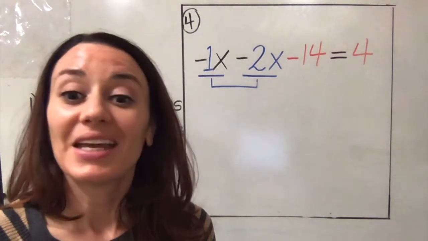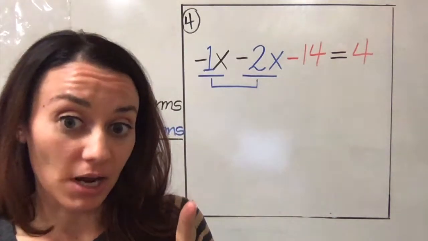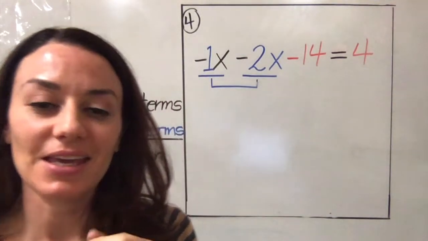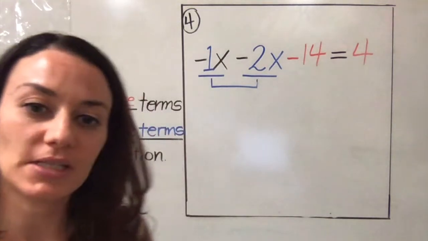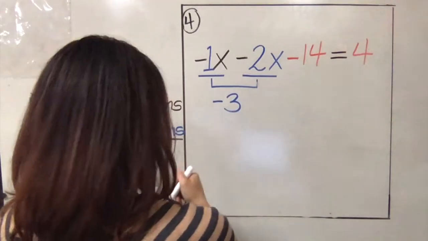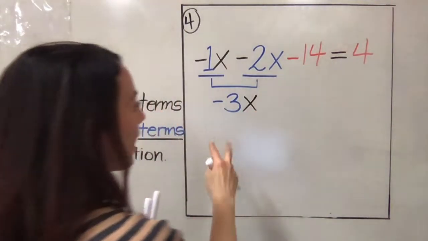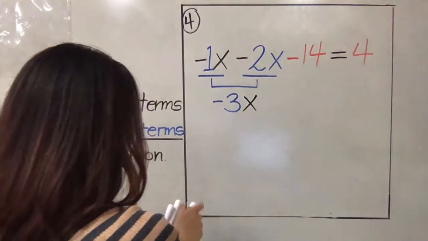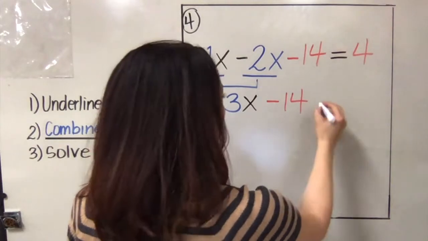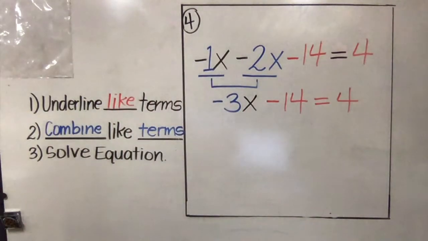What are we going to do? Combine like terms. Now this is easy. Negative 1 and negative 2. Same signs, right? Yeah? So say, same signs. Add and keep. What's negative 1 plus negative 2? It's negative 3x. Awesome. Because they're both negative, so it makes them negative. We're adding them together. Then bring down your constant terms. You have a negative 14 equals 4. So now we can solve the equation.